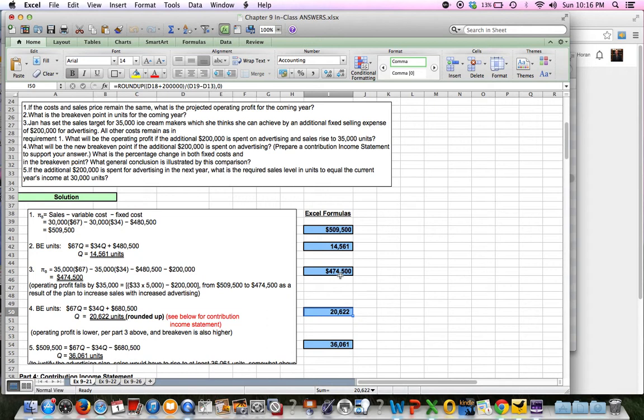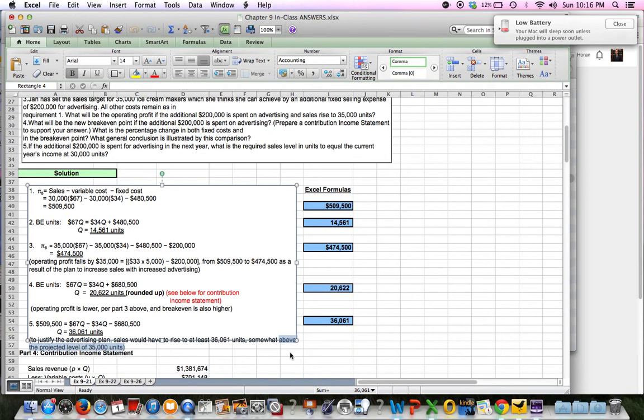And then question 5 is, if the additional $200,000 is spent for advertising the next year, how many more sales in units equals the current year's income at 30,000 units? And so you can see what that turns out to be right here with this formula.